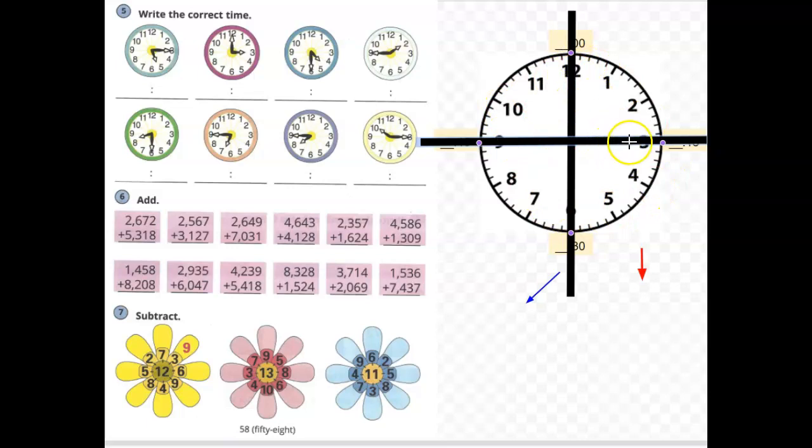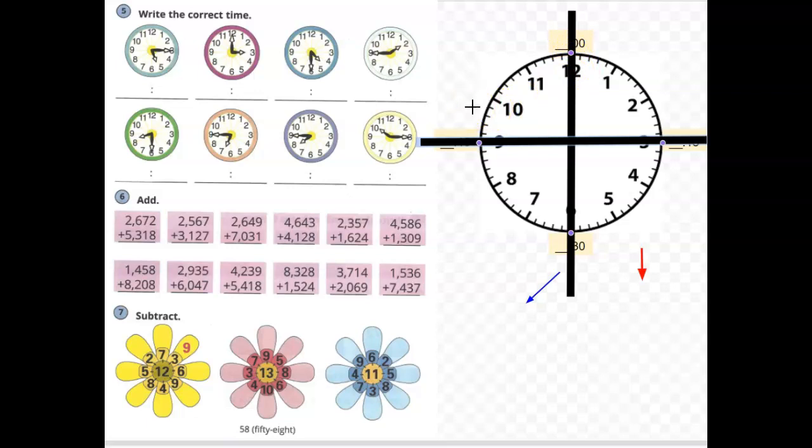And when our minute hand is moving around the clock, we can kind of just memorize that when our minute hand is pointing to the 3, it's a 15. When it's pointing to the 6, it's 30. And when it's pointing to the 9, it's 45. And when it's pointing to 12, it's 00. It really helps us to be able to look at the clock and quickly tell time.